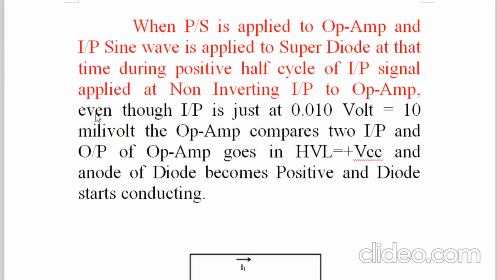Now, as soon as you apply the input, it will start increasing from 0 volt. Even though the input is just at 0.010 volt, which is equal to 10 millivolt, the op-amp compares the two inputs and the output of the op-amp goes to HVL, equal to plus VCC, and the anode of the diode becomes positive and the diode starts conducting. So now see here what happens.